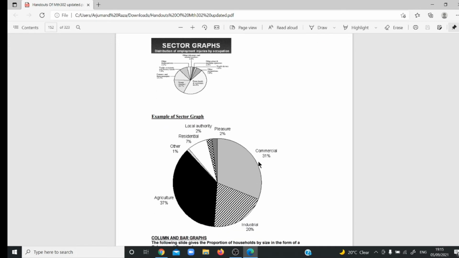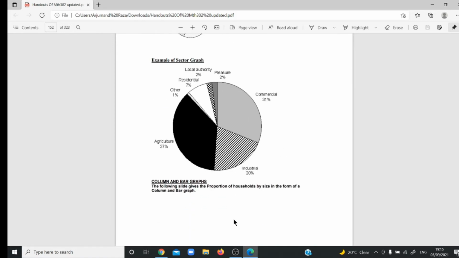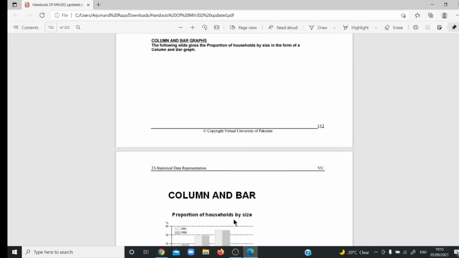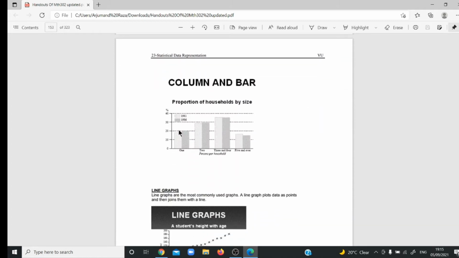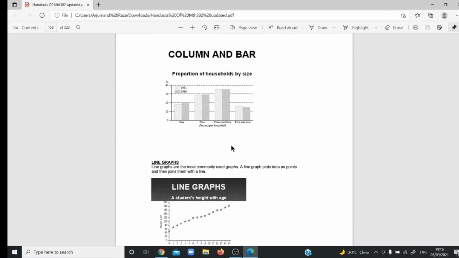So when we have 31%, what is 31% of 360 degrees? We will just distribute it. Okay, so this one, column and bar graph, is very easy. They make a column and they make a bar, but the bars in a column and bar graph are separate. Remember this thing. While they will ask you to draw a bar or draw a column, please don't try to attach each and everything together.